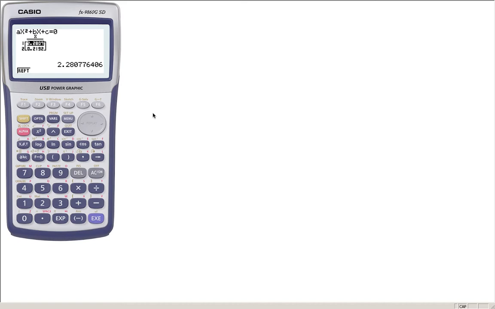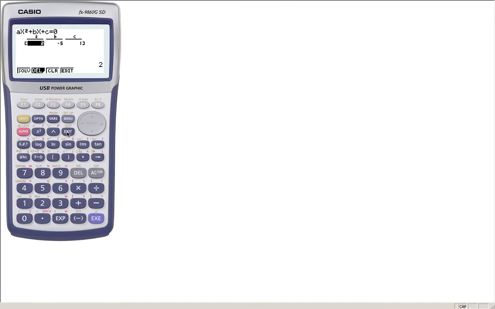Then you can see there are two roots. The first one is 2.2807, 5 significant figures, and then 0.2192. Yeah, these are the answers.